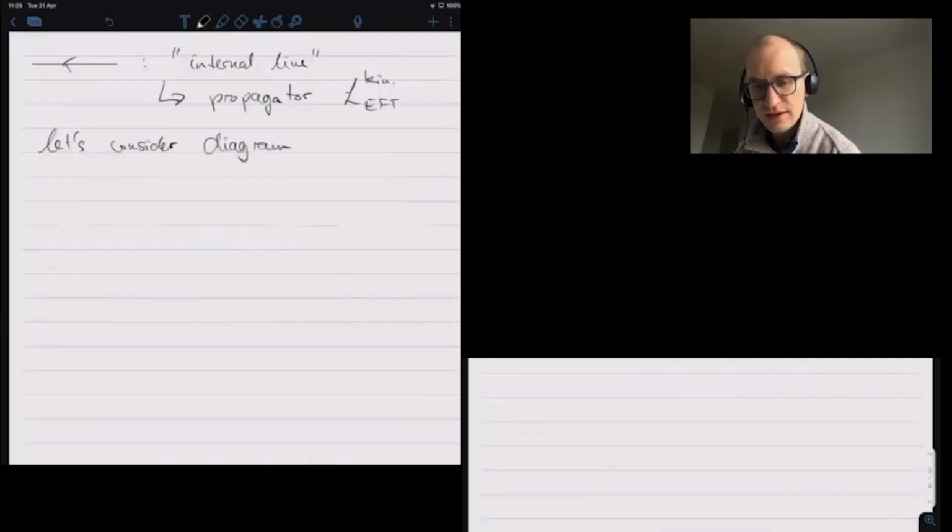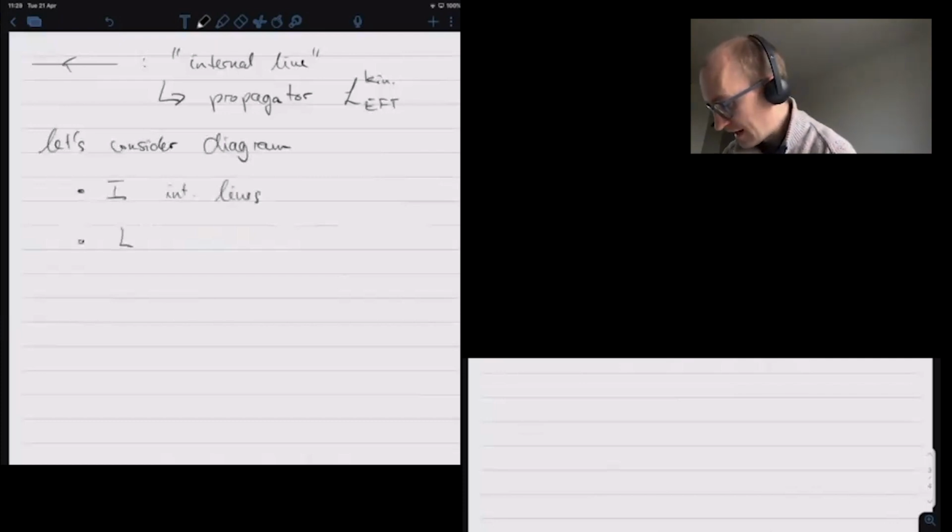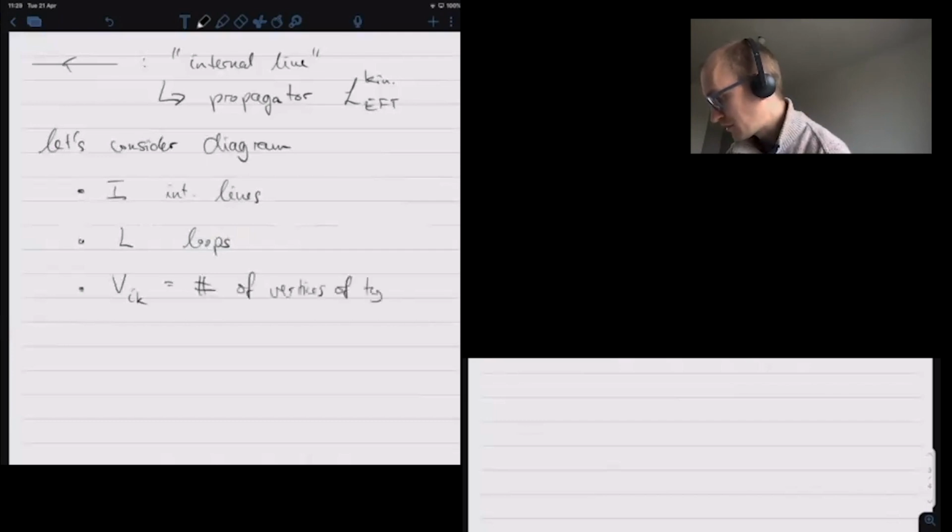Let's consider some diagram which has a total number I of internal lines, which has a total number L of loops, and which has V_{IK}, which is the number of vertices of type IK.